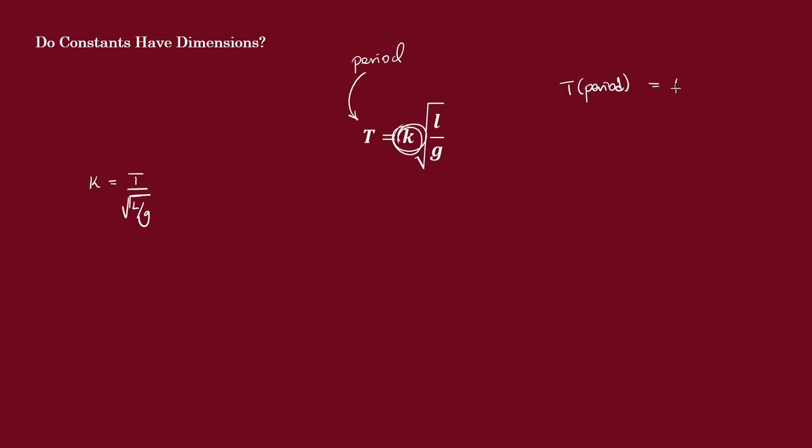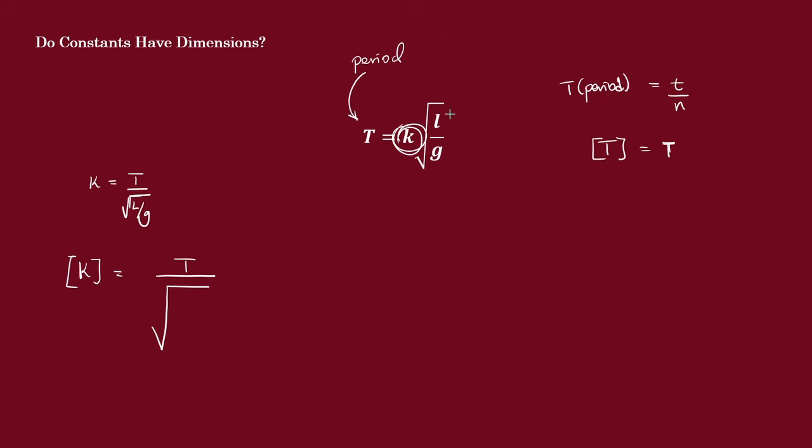Okay, and that's time over number of oscillations taken. So the period is going to have dimensions T. Okay, so that's going to be T. So let's get to work. Dimensions of k is going to be T divided by, and we're going to do a huge square root.